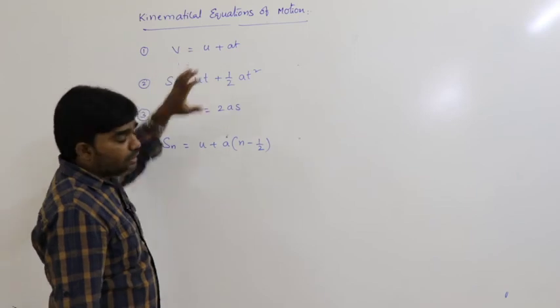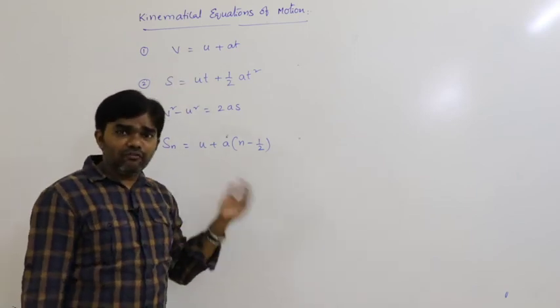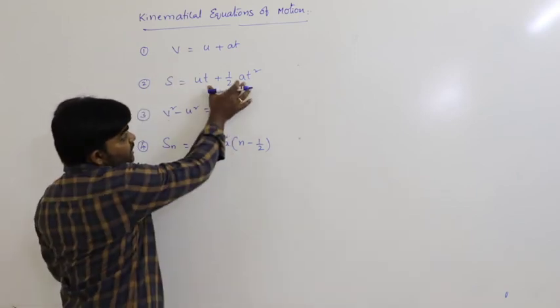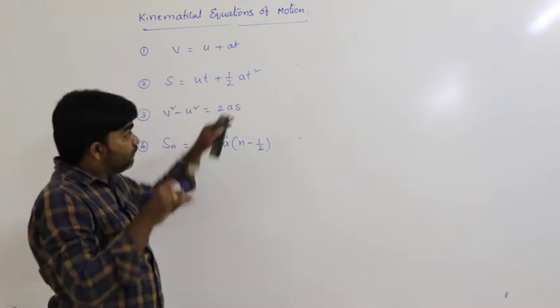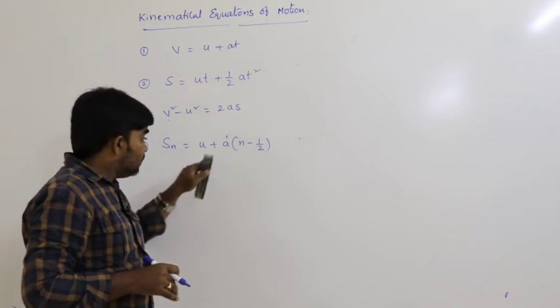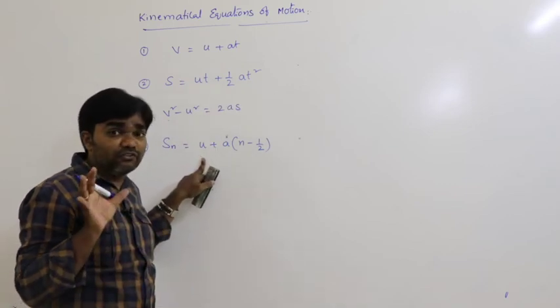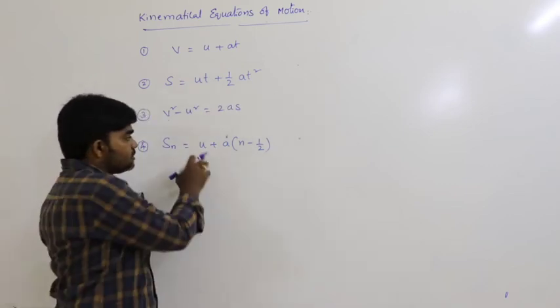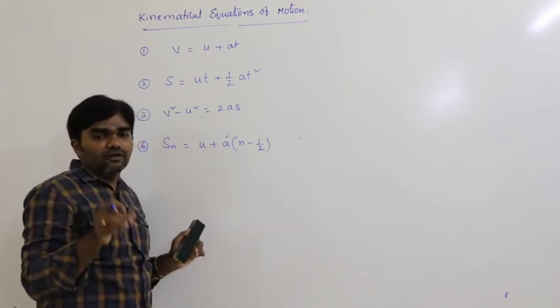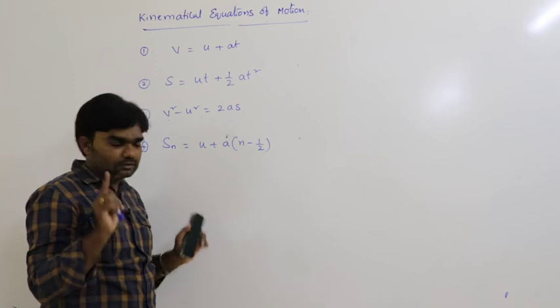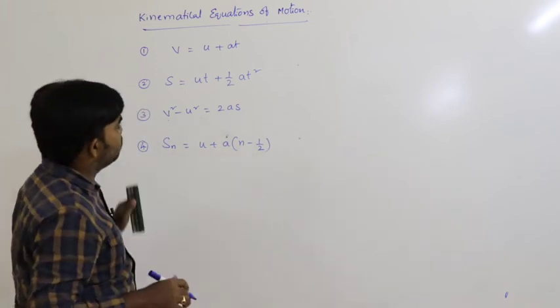So for example, the displacement of the body after 5 seconds, we can use this. That means 1, 2, 3, 4, 5, total 5 seconds we have to consider. But displacement of the body in the 5th second means we have to consider this one. In that particular second, the 5th one means only one. So these are the 4 equations.